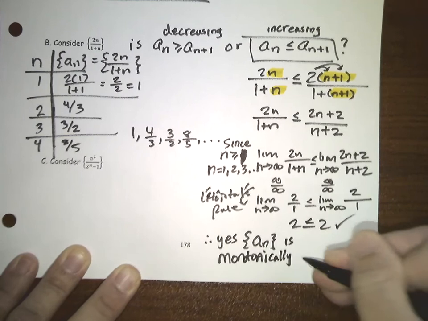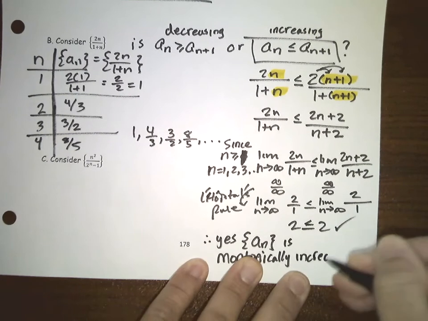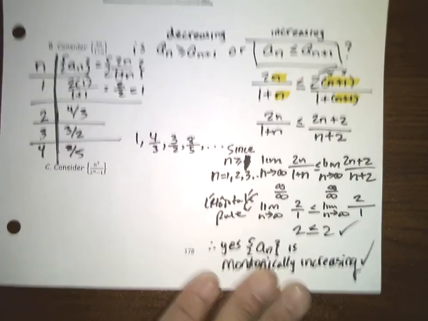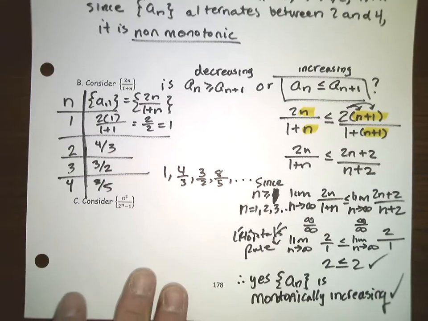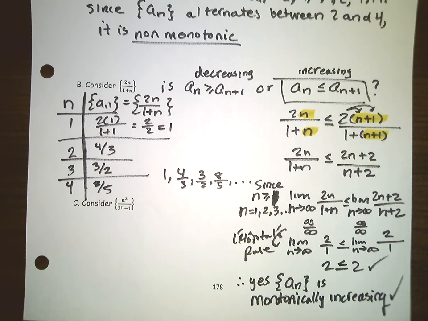Monotonically increasing. All right, so there you go. This is monotonically increasing. So now let's actually go ahead and consider this next one.